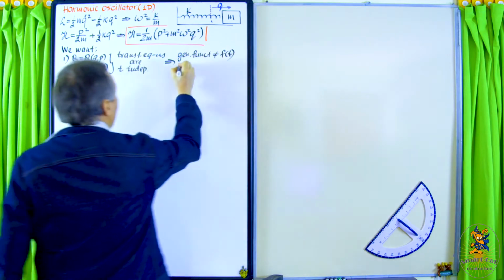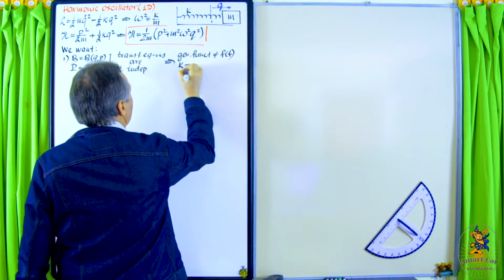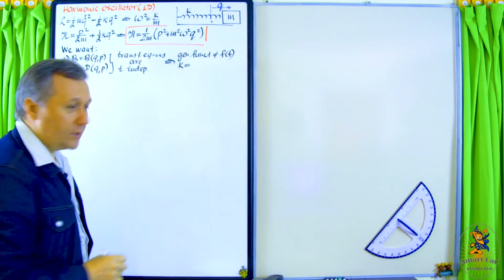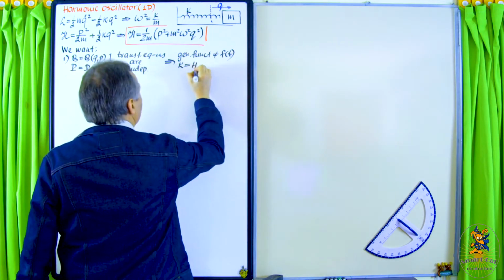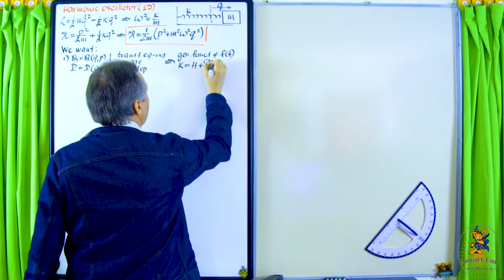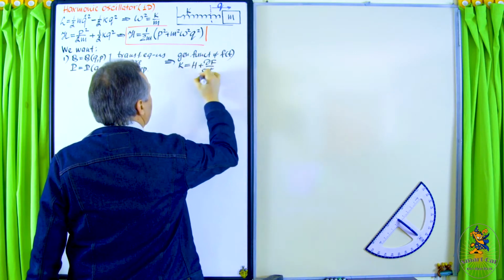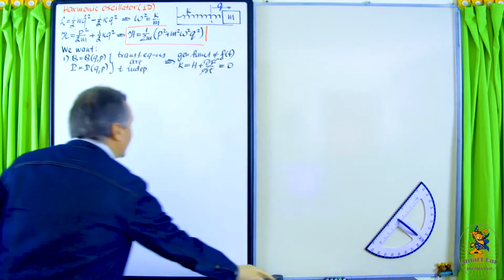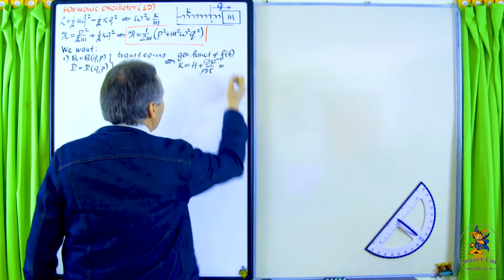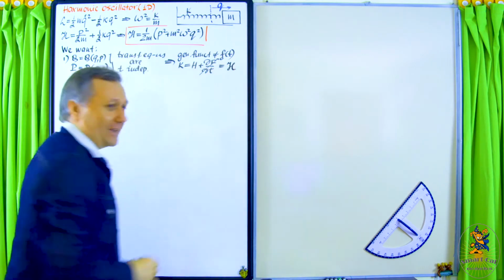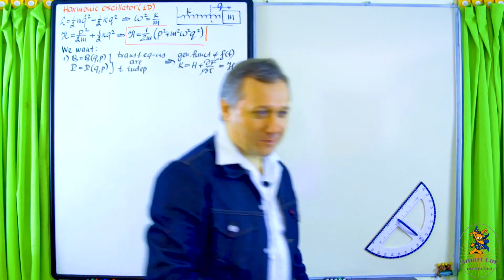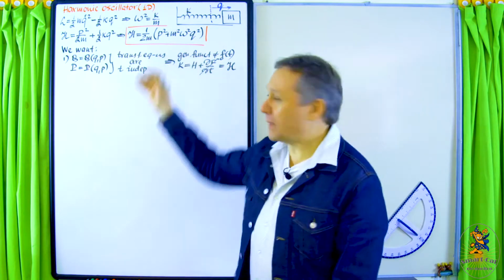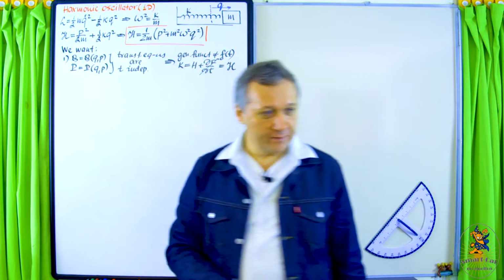Okay, so as a result, I can write that the new Hamiltonian, capital H, will be equal to the old Hamiltonian plus, you remember, df over dt, and since it's time independent, it will be, wait, not zero, sorry. So it will be just equal to h. Okay, so that's my first desire.